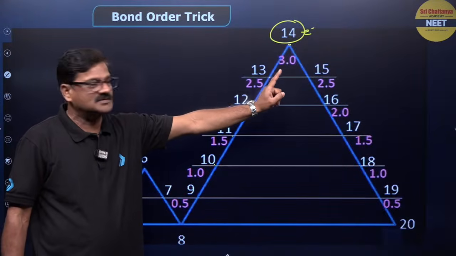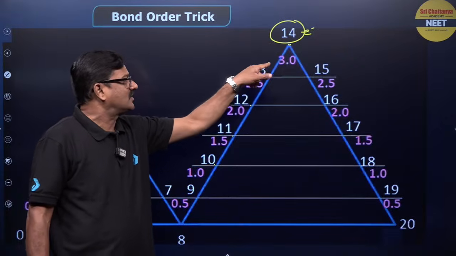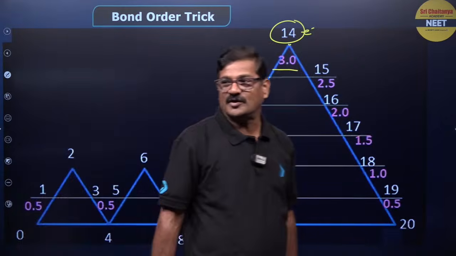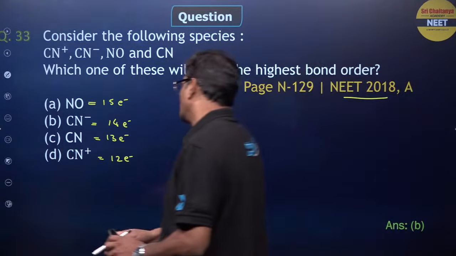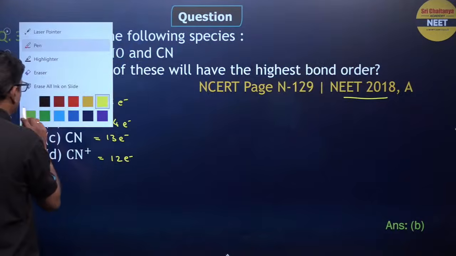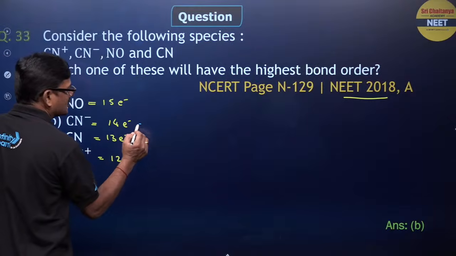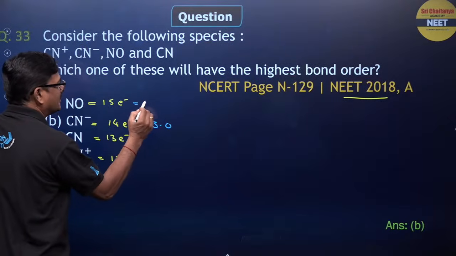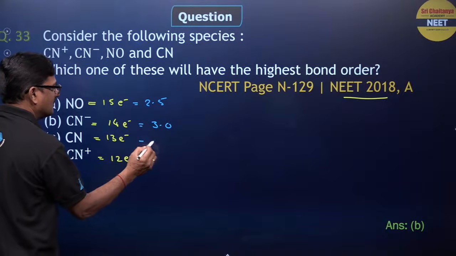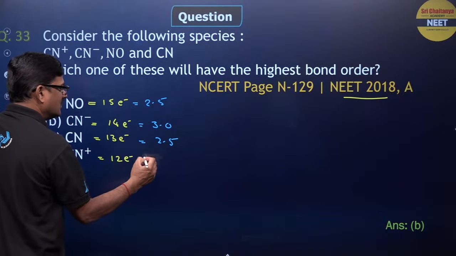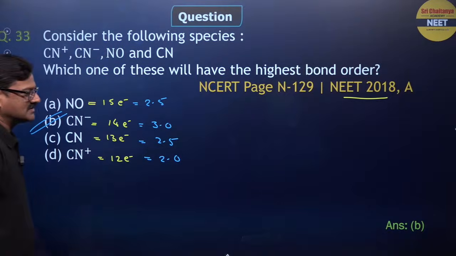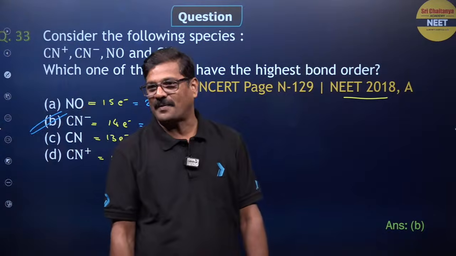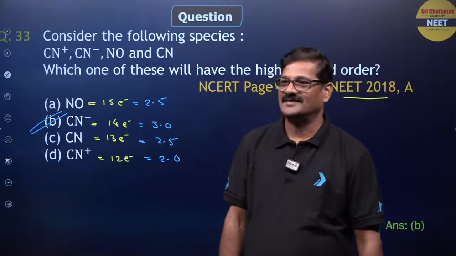So 14 इलेक्ट्रॉन जो चीज है ना, बॉन्ड ऑर्डर इज गोइंग टू बी 3.0. And it is going to be bond order 3.0, and it is going to be 2.5, and it is going to be 2.0. So maximum bond order CN- होगा. Are you getting or not?